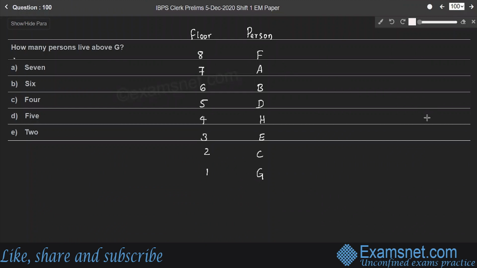Question 100. How many persons live above G? So G lives on the lowermost floor, first floor. So there are 7 persons above G. Right? Therefore, 7 persons live above G. Hence option A.